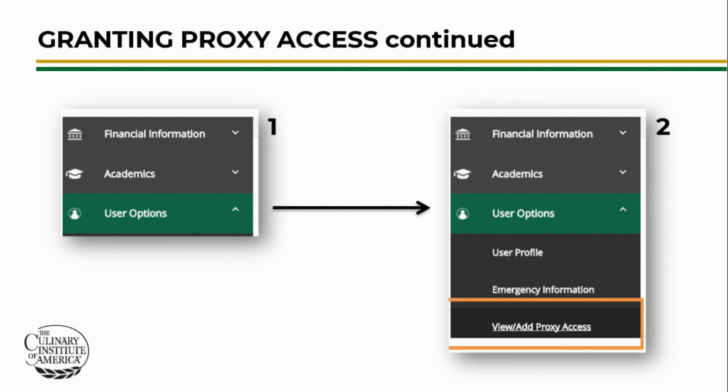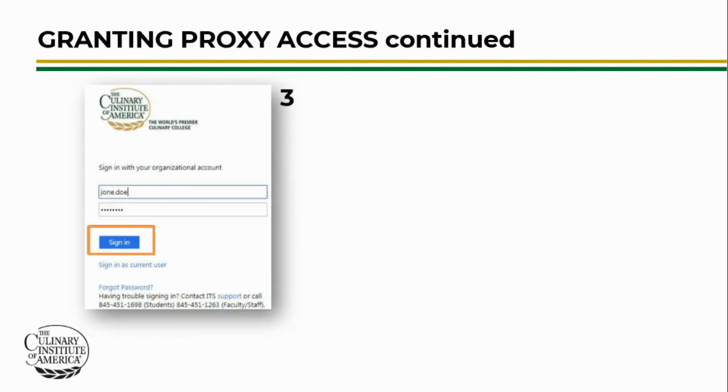So then once they complete that form, the person who gets proxy access is going to get an email with their login name and a temporary password. That person will then go on to the CIA main menu portal. Again, the URL for that is ciamainmenu.culinary.edu. They're going to sign in.